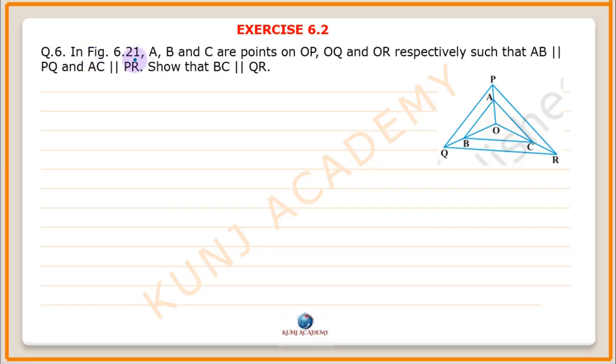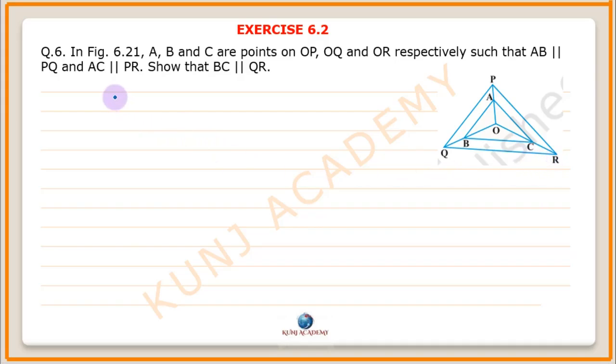Question. In the figure, A, B and C are points on OP, OQ and OR respectively, such that AB is parallel to PQ and AC is parallel to PR. Prove that BC is parallel to QR.